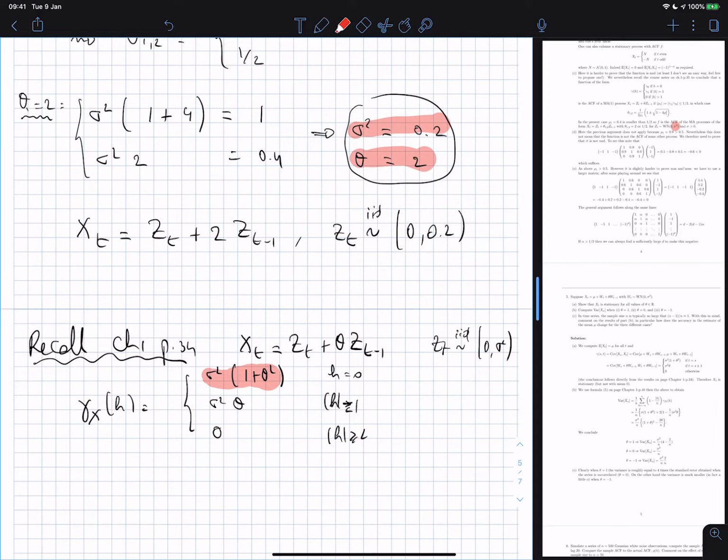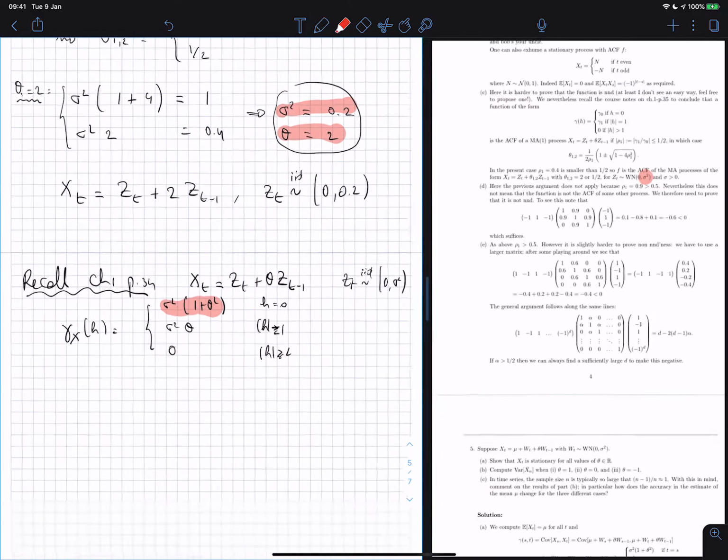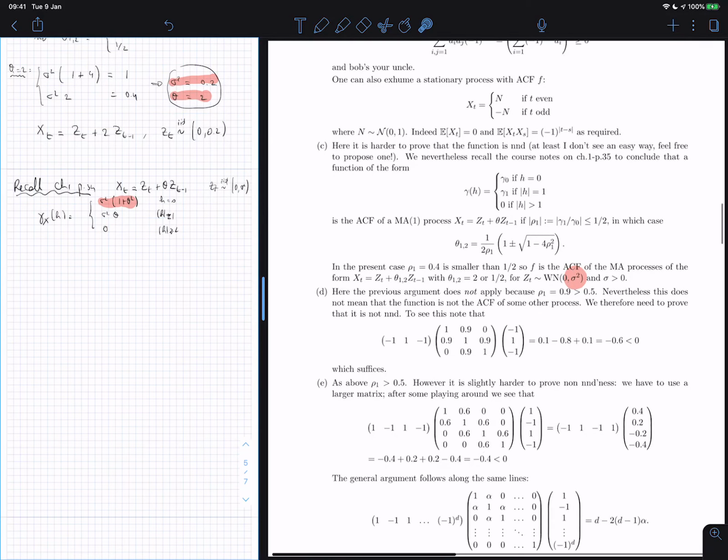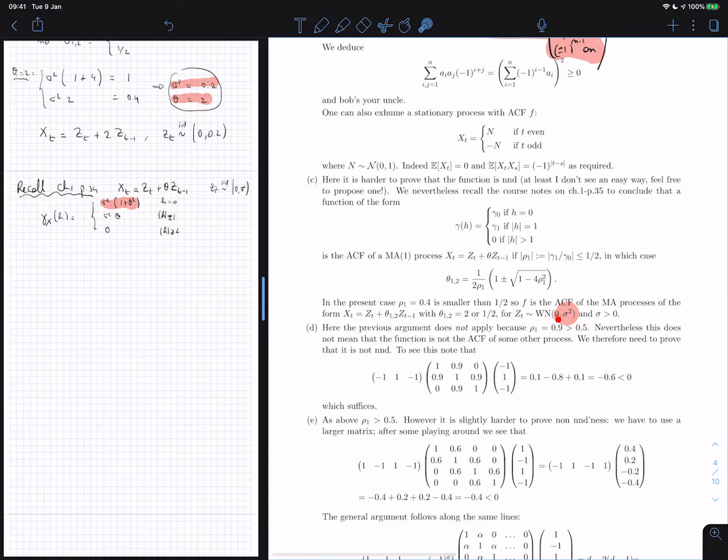Yeah, I agree, and I guess that was what you were saying very kindly. But yes, this is wrong. I cannot leave the sigma squared unspecified. The sigma squared depends on the choice of theta. So if theta is 2, sigma squared is 0.2, unless I made a mistake.